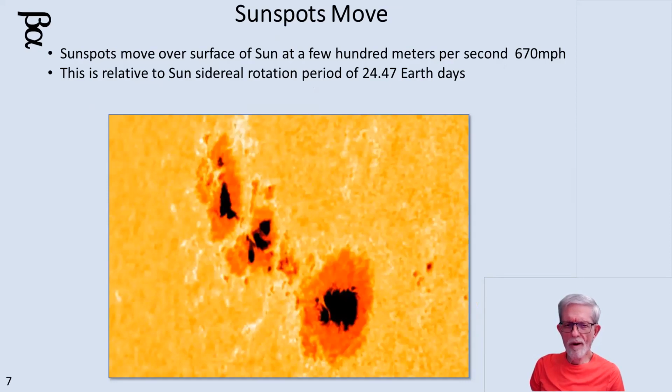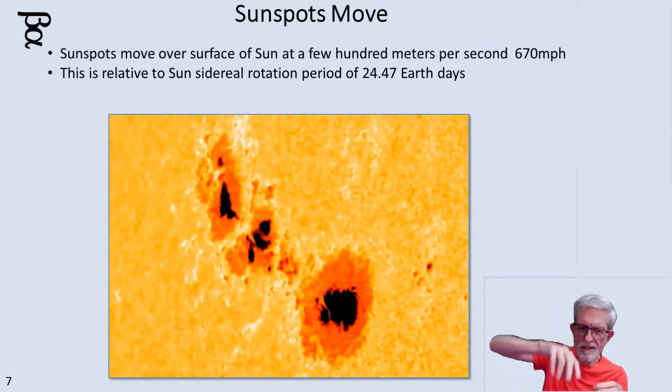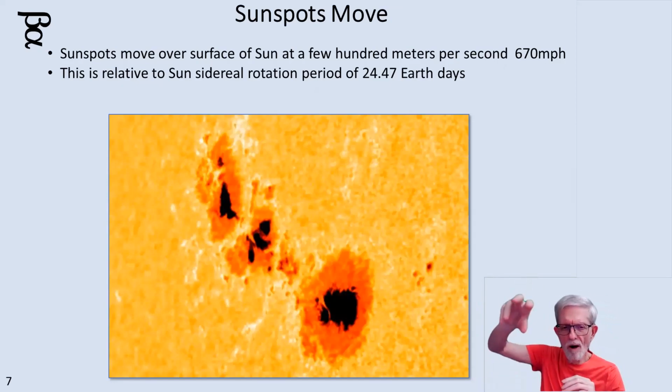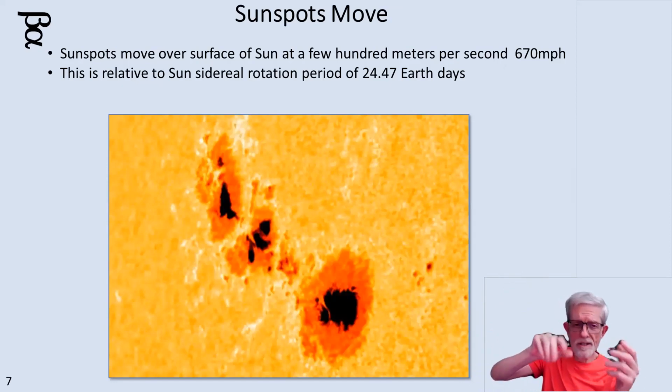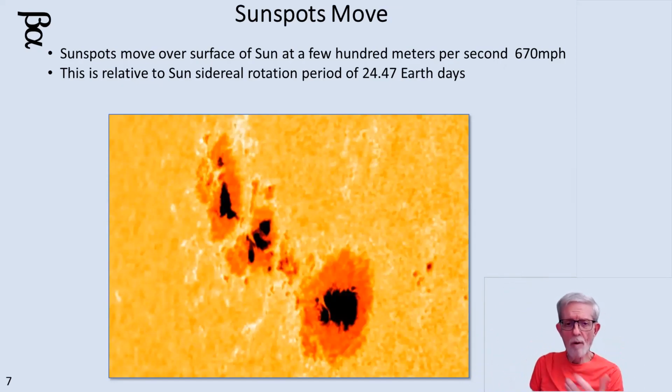And every 24.47 days, from the Earth's perspective, the sun does a 360. So if you have a sunspot that is rotating with the plasma flow because it's closer to the equator than the pole, then the sunspot will actually move across the face of the sun in a few hours. And I've watched this as we've observed the sun during public solar observing events.